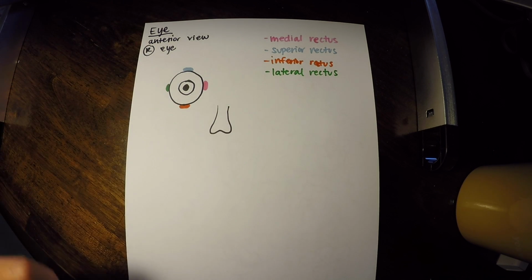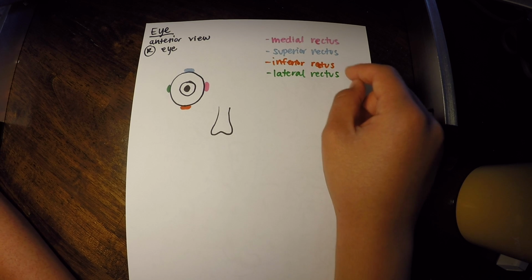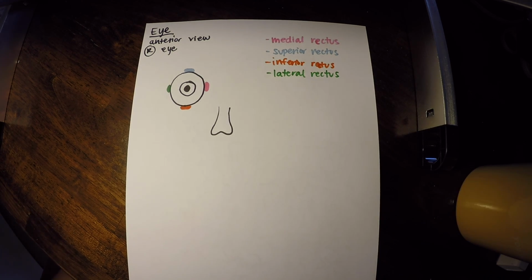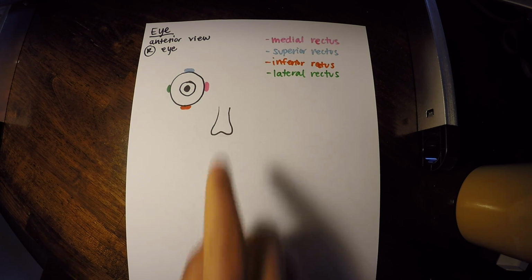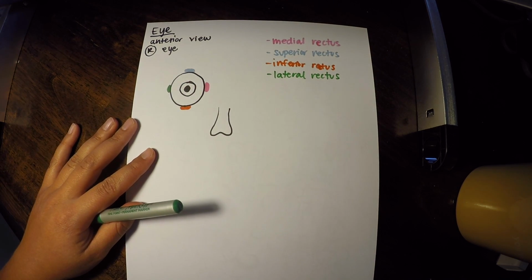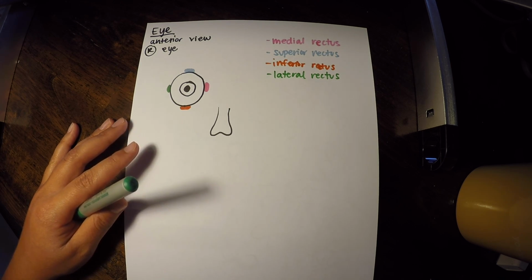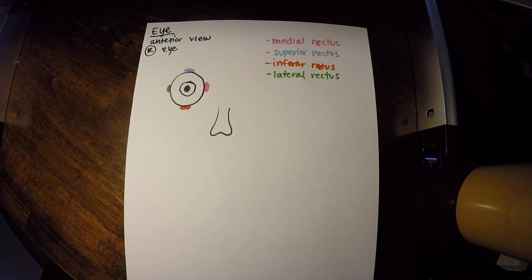What this does is it abducts your eye. So it brings your eye laterally, and that's the way that you can remember it, because remember, all three of these are cranial nerve number 3, but this lateral rectus is actually cranial nerve number 6, which is also known as the abducens nerve. And you can remember that because your lateral rectus abducts your eye, so it brings it away from midline. If this is our midline, it brings it away from it. And that's what abduction means. So we know that our abducens nerve is going to innervate that muscle.